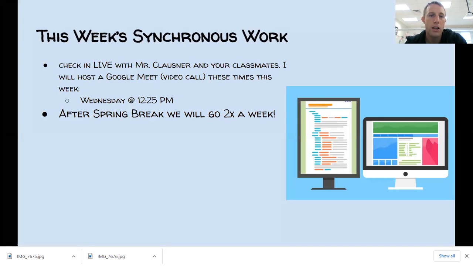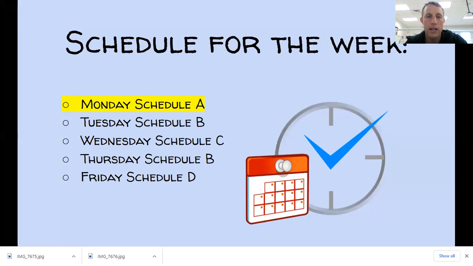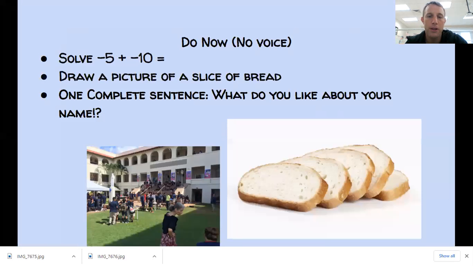Okay, synchronous work. So after the spring break, we'll go to 2 times a week, but this week we'll start again on Wednesday at 12:25. So that's the time where I can meet with everybody. We had about 5 or 6 students on that one last week. So it'd be great to get all 20 of you online on that one. So it's an A schedule. We're going to find simple probability and solve simple probability questions.